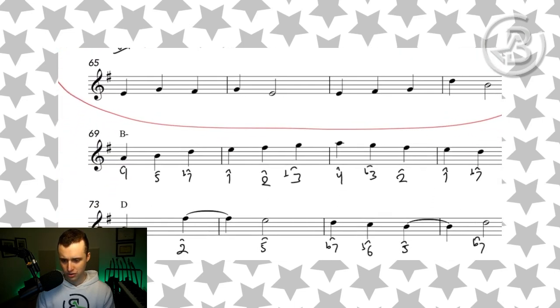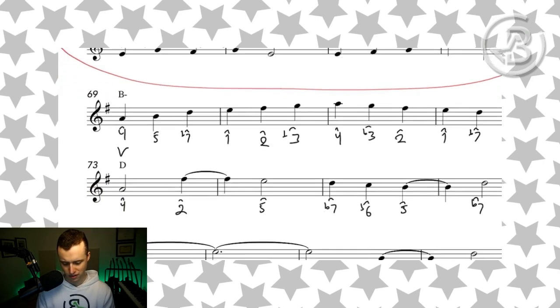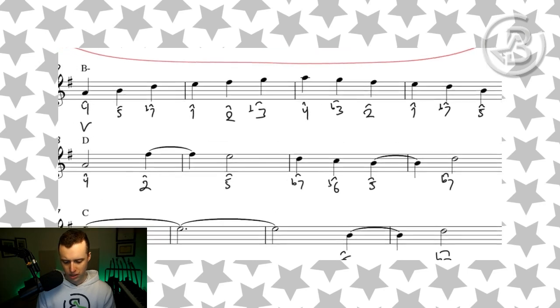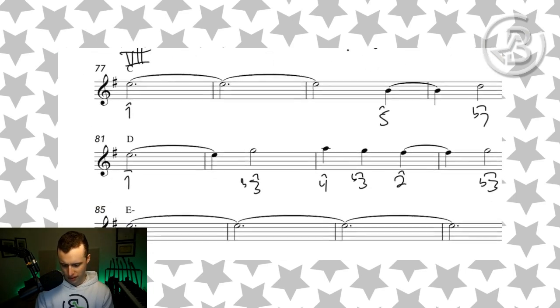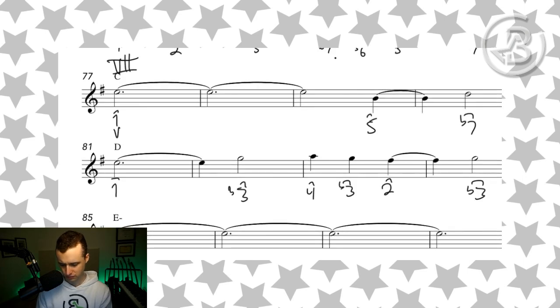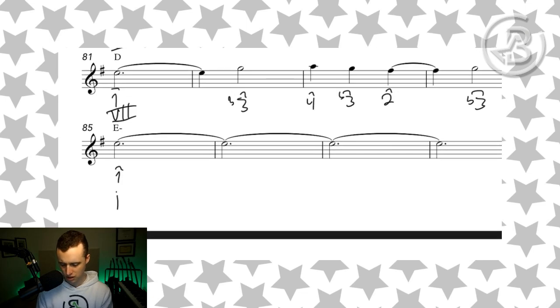And now here's interesting. B minor, we get 5, a minor 5. So then we have D, which is 7. Then we have C, which is 6. And then we're back to D, which is 7. Then E minor down at the bottom, which is 1.